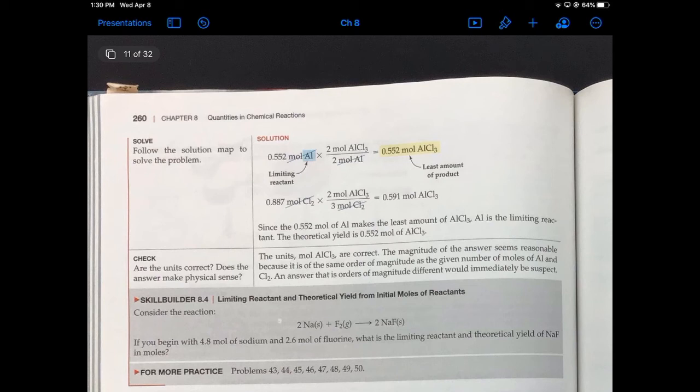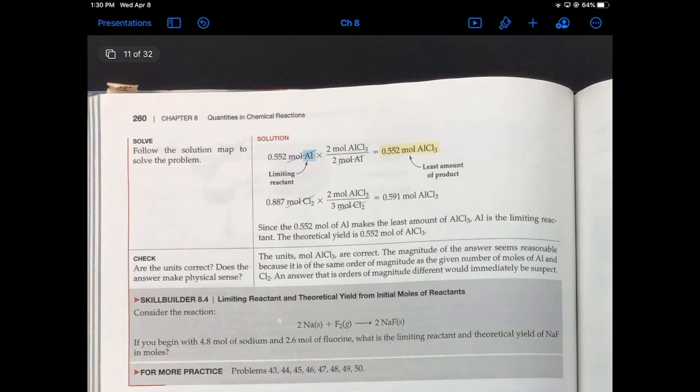Now, is that our limiting reactant? No. That's a mistake that students will make. That is going to be your theoretical yield, but that theoretical yield is based on the aluminum, which is your limiting reactant. Okay, the limiting reactant is going to be what makes the smallest amount of product. Remember that.